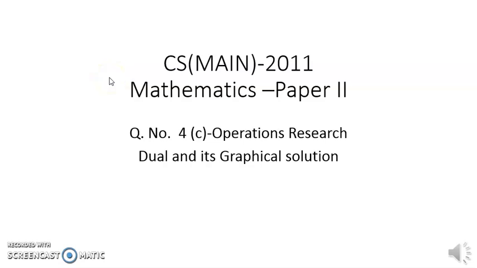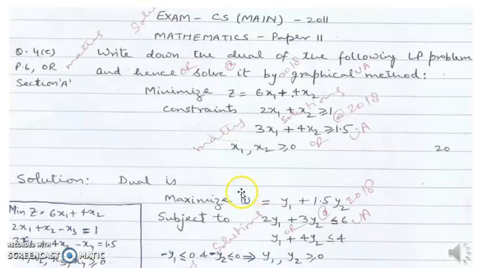Hello viewers, this is a question of CS MAIN 2011 Mathematics Paper 2 of Operations Research: Dual and its graphical solution. The question is, write down the dual of the following LP problem and hence solve it by graphical method.